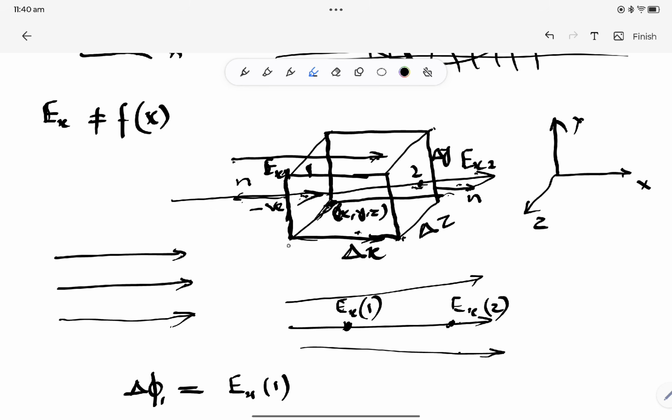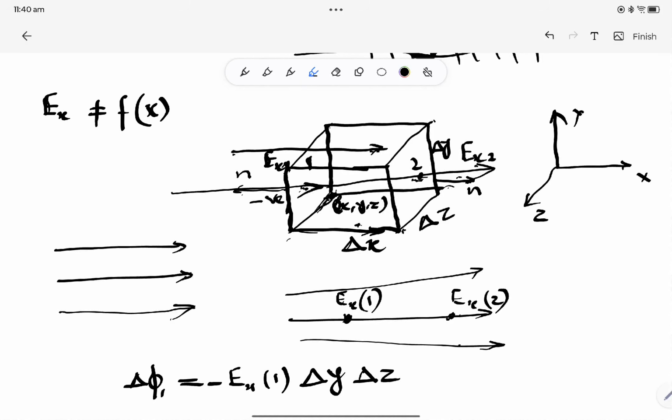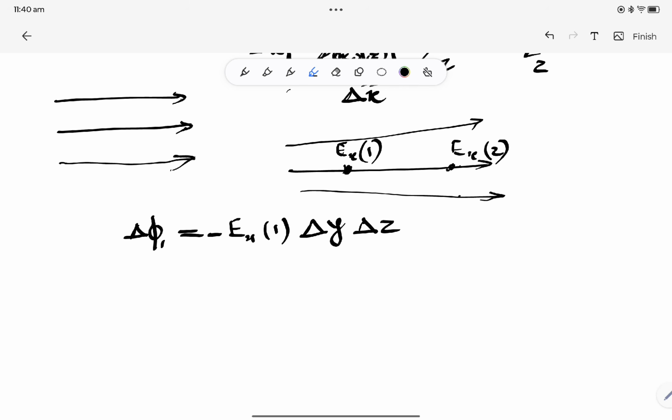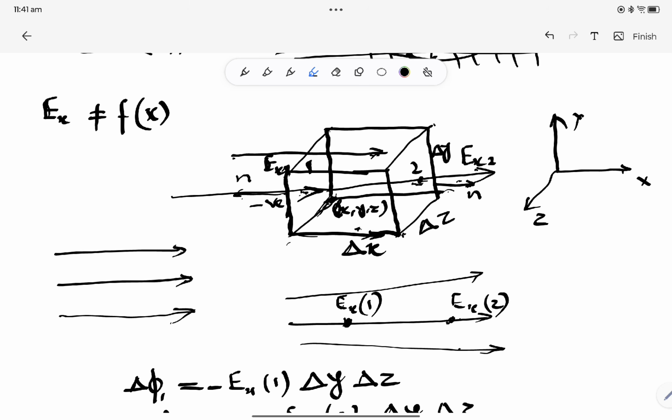What is the area of this? This is delta z, this is delta y. So the area of this phase is delta y, delta z. This is minus. Why minus? Because the angle is obtuse here. Now, flux through phase number 2 will be equal to minus Ex2 delta y, delta z again, because the area of that is also delta y, delta z.